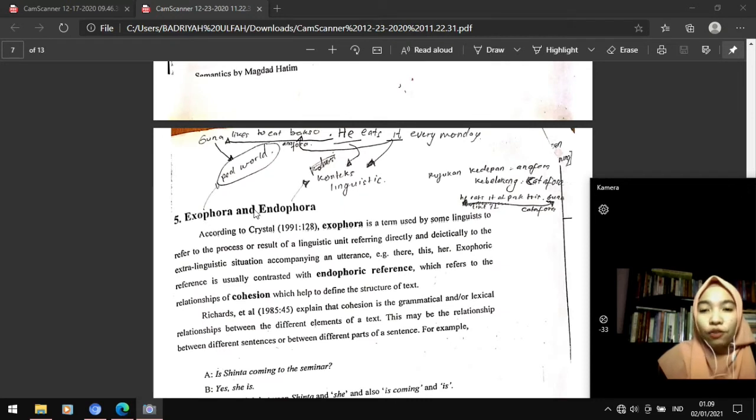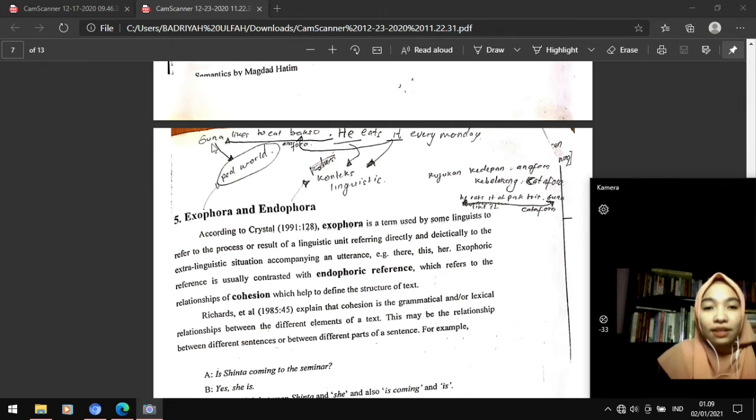And then here we have exophora and endophora. It's maybe quite confusing. This is also quite the same like reference. Yeah, but the term is different, it only makes it different for the term. So exophora is a term used by some linguists to refer to the process or result of a linguistic unit referring directly and deictically to the extra-linguistic situation accompanying an utterance. We have the words there, this, her, yeah. So just see the example that I write here.